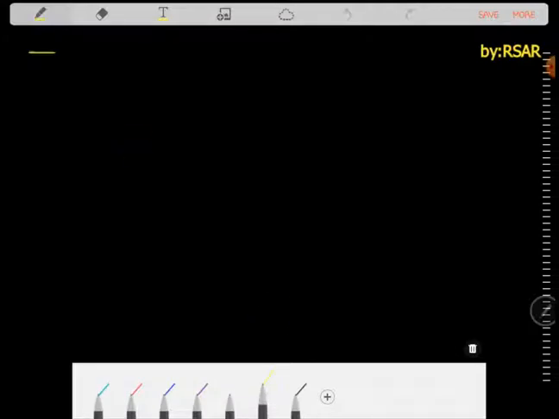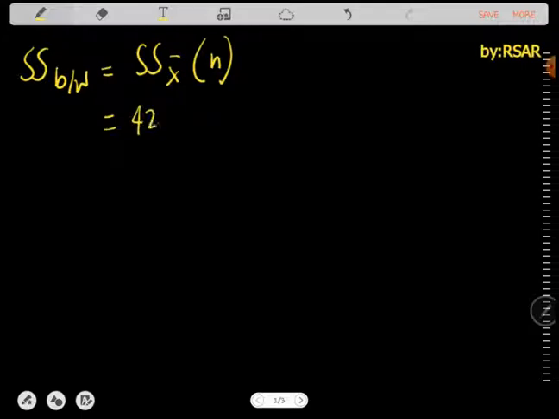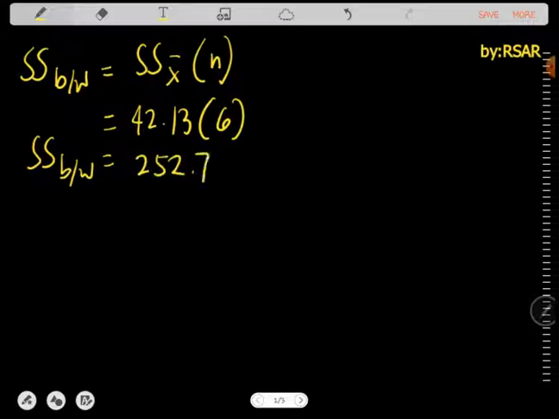So ito na yun, ulitin natin. Yung ating sum of square between is just equals to the sum of square of the mean times yung ating n. Okay? Yung ating SS mean na nahanap kanina is 42.13 times yung n natin, each group is 6. So that is equals to SS between or sum of the square in between is just equals to 252.78. Okay. So ngayon, ano naman yung next natin na gagawin?